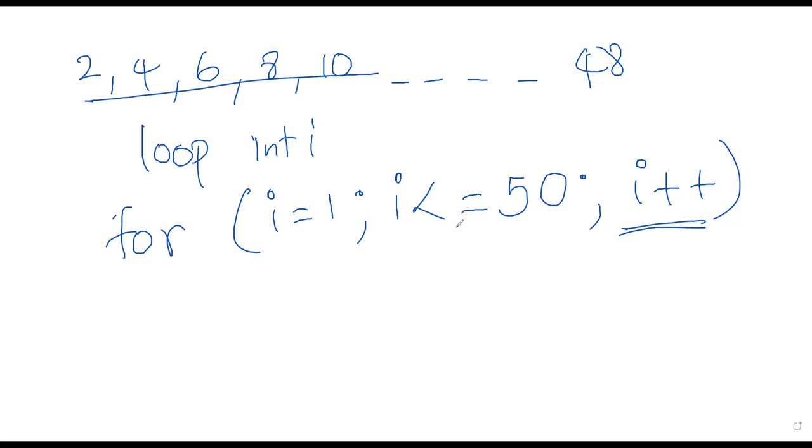Only even numbers should be printed. So all the numbers should be divided by two properly, okay? So you can use what? The percentage mark for the remainder. You can get the remainder. The remainder of the division by 2 should be what? 0. The remainder when divided by 2 should be 0.